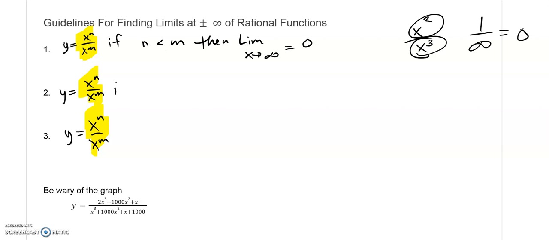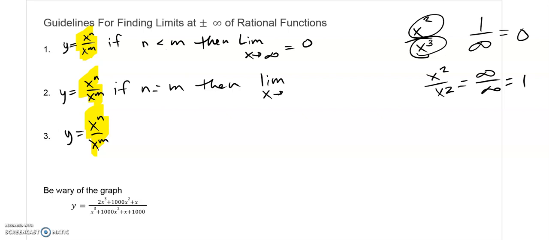Now, let's look at case number two. If n is equal, that's what happens if we have x squared over x squared. Well, that's like a number over itself, which is always 1. So the limit as x approaches infinity is going to be 1. Or it can be any number, actually, because if you have 2x squared over x squared, the x squared over x squared simplifies to 1, but then you would have 2 over 1, which is 2.